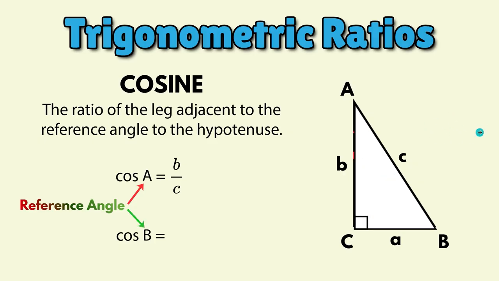If they ask us for cosine B, B then becomes our reference angle. It's still the leg adjacent, but in this case, the leg adjacent is a, to the hypotenuse c. So it's a over c.